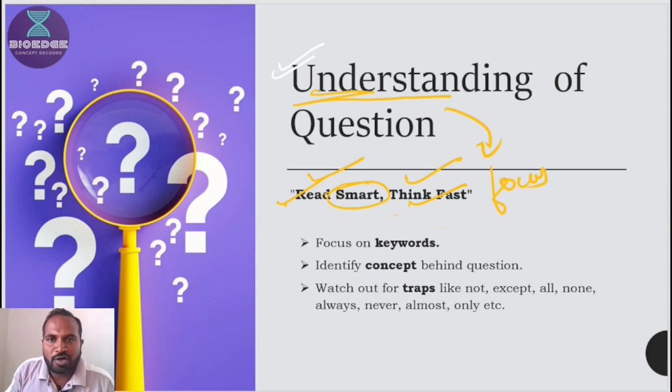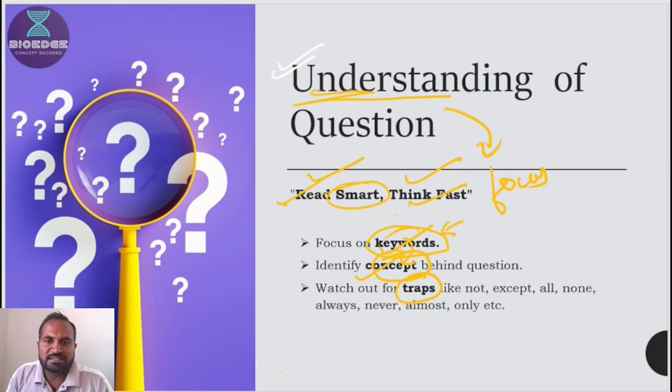Reading smartly and thinking fast can be achieved by certain focuses. You should focus on the question's keywords. Keywords are very important, and we will discuss them along with examples. If you focus on the keywords of the question, then understanding of the question would be simple. Then after understanding the keyword, you should focus on the concept. So identify the concept behind the question. Why has the paper setter asked this question, which concept does he or she want to know whether the students understand or not? The first step is understanding the keyword of the question, then the concept behind this keyword, and then whether any traps are involved in the question.